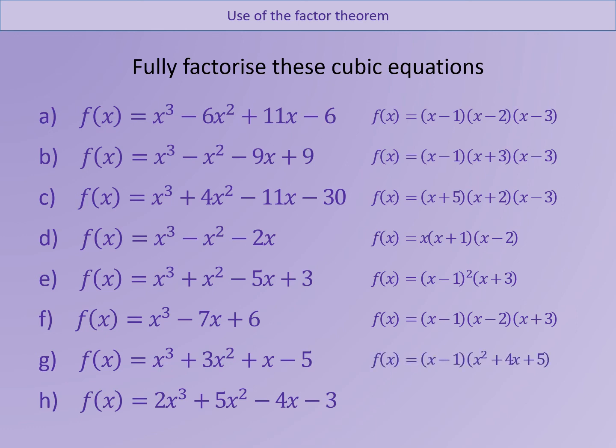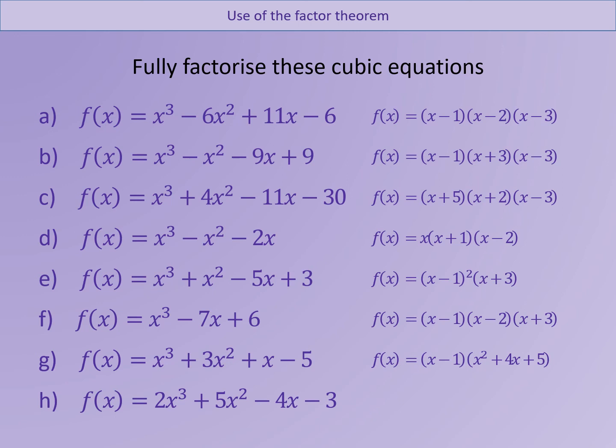In number 7, we can find that there is a linear factor of x minus 1. I can find then the values of a, b and c for the quadratic, and I get x squared plus 4x plus 5, but that quadratic does not factorize. So I'm going to leave it as a linear factor and a quadratic factor, and we'll look in another presentation about what that actually means in terms of the graph.